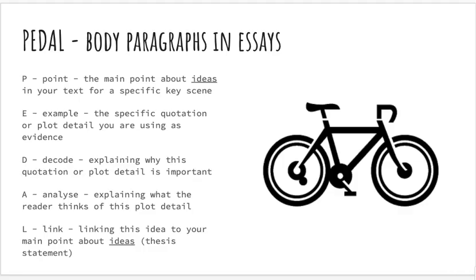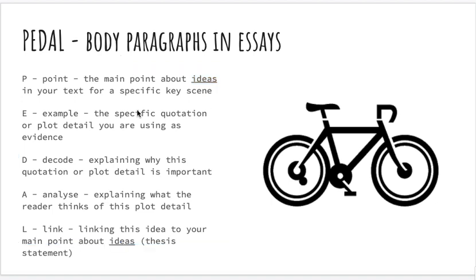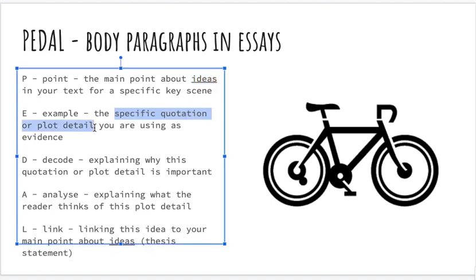So what are pedal paragraphs? Pedal stands for the 5 types of sentences that we stitch together to make a body paragraph in an essay. P stands for the point, the main point about the ideas in your text for the specific key scene that you're analyzing. E stands for example, the specific quotation or plot detail that you're using as evidence in that part of your essay. D stands for decoding.